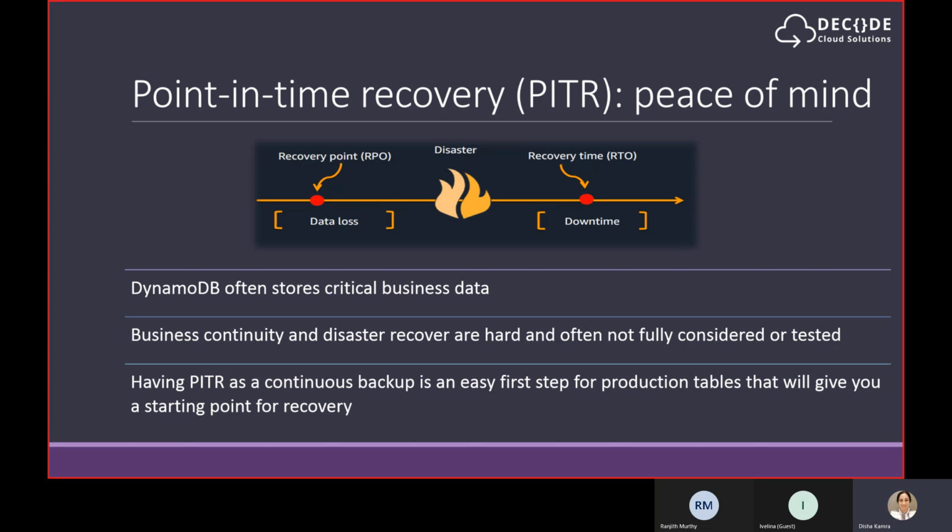Ideally, we would have a full set of run books for various scenarios, but it turns out that business continuity and disaster recovery can be difficult and typically not frequently tested. I would suggest that no matter how prepared you are, having point in time recovery enabled will give you options that you may be glad to have in your back pocket someday. So you should consider the value this adds for the critical business functions you build around DynamoDB.